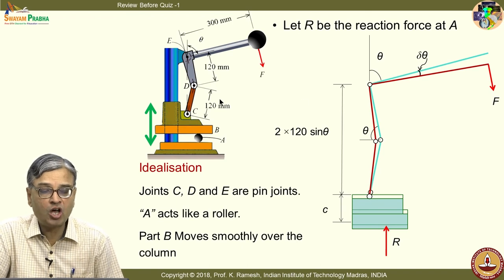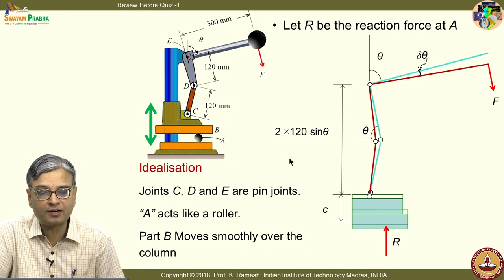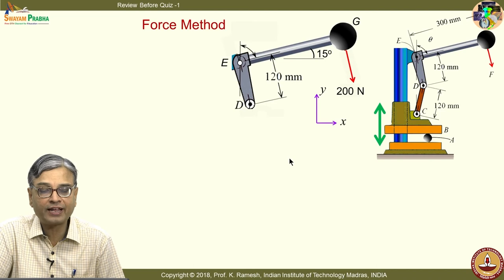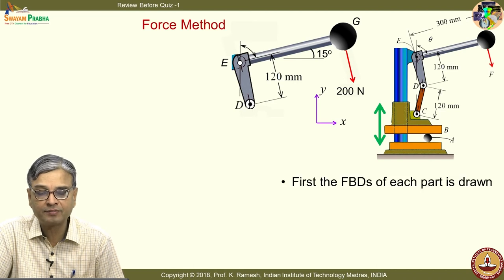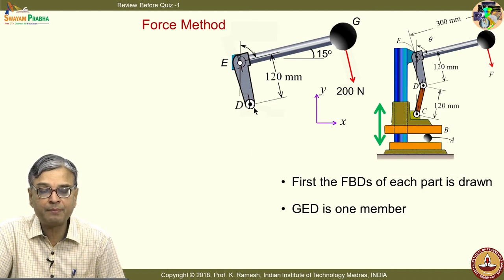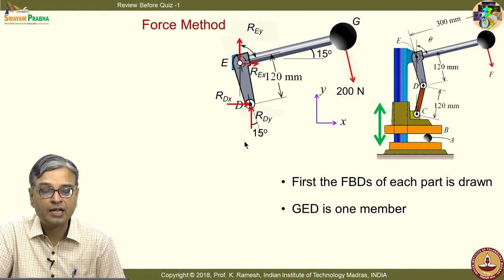So, first let us solve this by the force method. The problem looks complicated, but it is not complicated at all if you recognize a few important things. The member DEG is one unit, one physical member, and when I have a pin joint, I can replace the interaction at the pin joint as two forces, we do not know the direction, and I have assumed a direction like this.